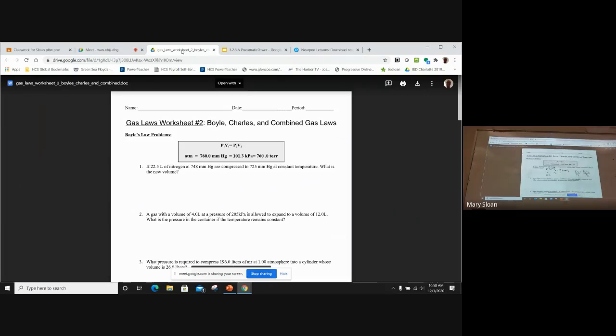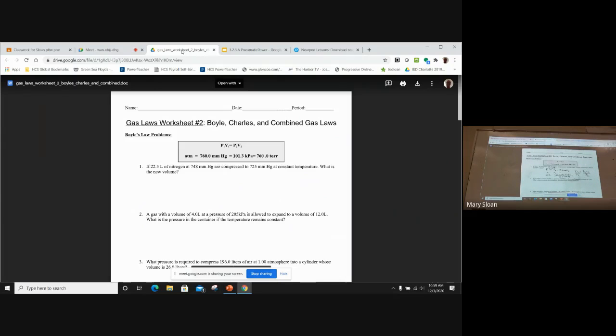Once we figure out what our equation is, the next thing we're going to do is just plug everything in. So we got 748 millimeters of mercury times our first volume, which is 22.5 liters. And we're going to divide that by our pressure 2, which is 725 millimeters of mercury. There is 23.2.